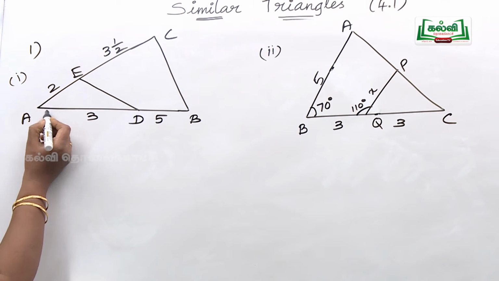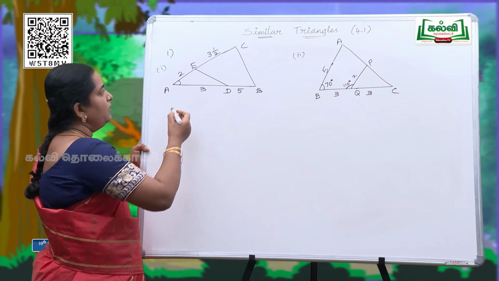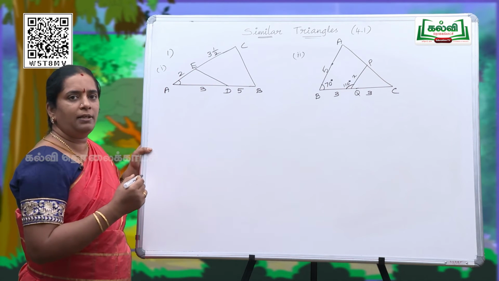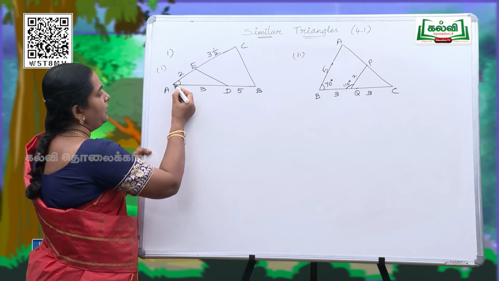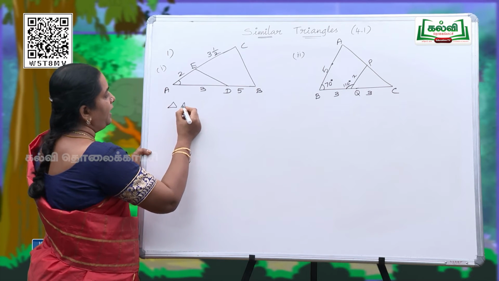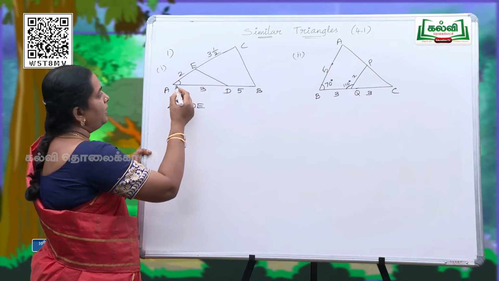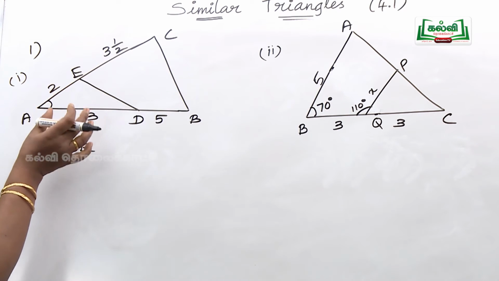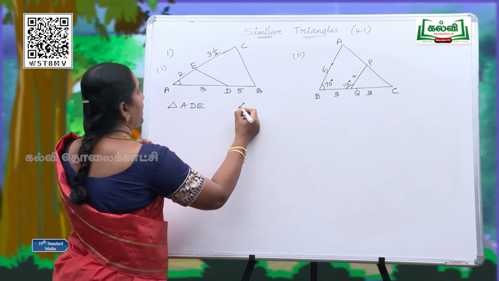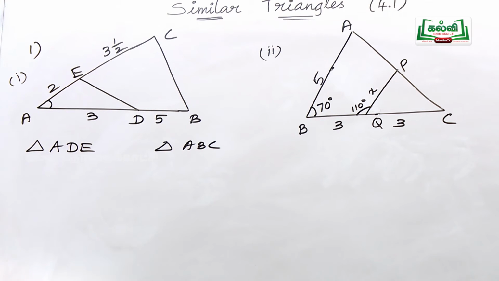Let us take A is common. The angle which is common to these triangles is A. So shall we check with SAS criteria? Yes. So the angle included is A, and in the smaller triangle, let us name the smaller triangle as ADE. So in the triangle ADE, we can say that the side including A is 2 and one more side is 3. In triangle ABC, the sides including the angle A are 3 plus 5 is 8, and this is 2 plus 3.5, 5.5.